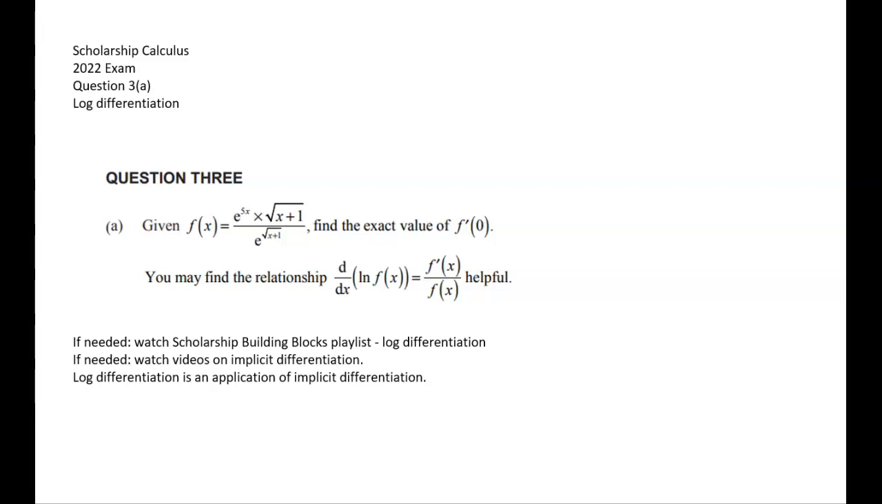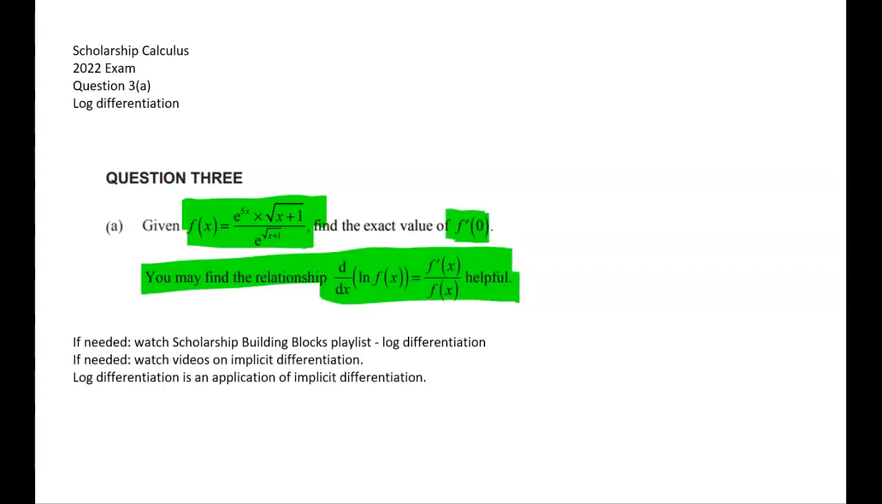I think this is probably the easiest question in the paper, or one of them, especially because they give you a hint about one way to do it. And if you've done log differentiation, you will recognise the hint as just telling you to use log differentiation here. So we're given a function and we have to differentiate it and find the exact value of the first derivative when x equals 0. Okay, and so here's the hint.